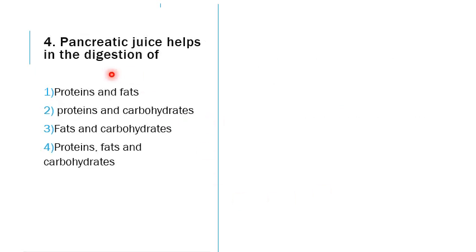The next question, the fourth one: pancreatic juice helps in the digestion of what? The options are proteins and fats, proteins and carbohydrates, fats and carbohydrates, or proteins, fats and carbohydrates. The answer is proteins, fats and carbohydrates.